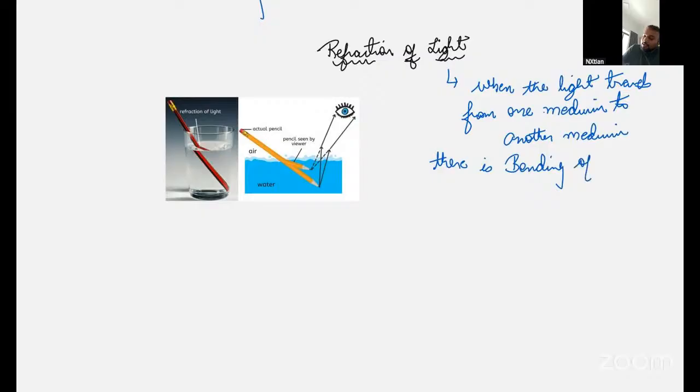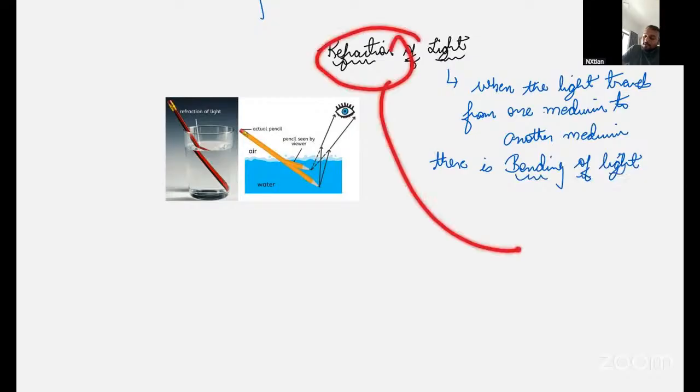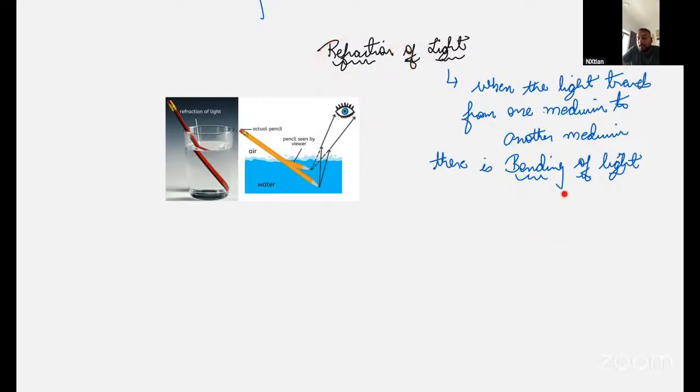There is bending of light, and that bending of light is because of the phenomenon called refraction. Now, what does this mean? Listen, guys. We have an example. You can perform this carefully, but it's at your own risk.